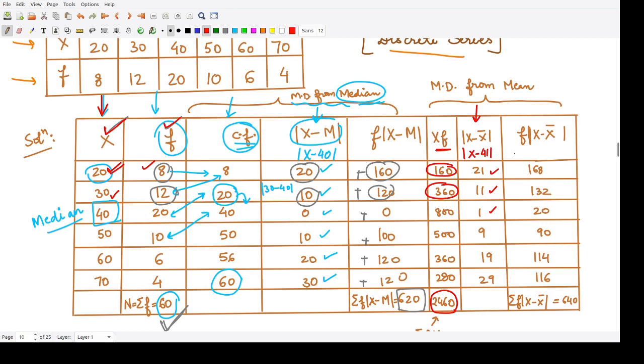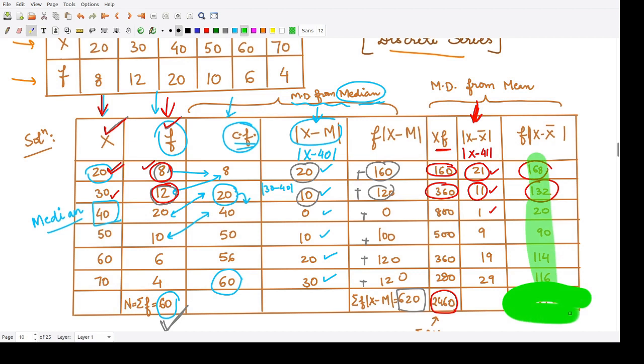Next, you multiply this particular column with the corresponding frequencies. You multiply this one with this one. So you have 8 multiplied by 21, so that is 168. Then you have 12 multiplied by 11, that is 132, and so on. When you add up all these quantities, you would have the answer as 640, right? So this is what you got from here.